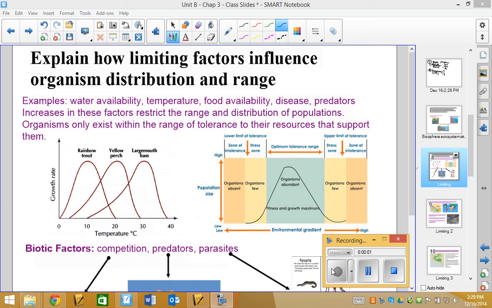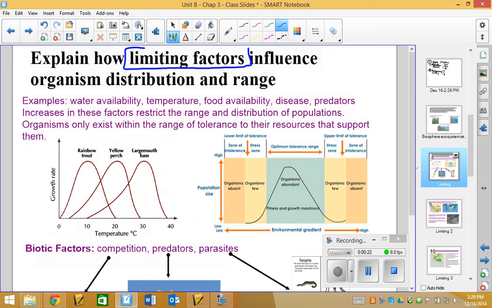Let's talk about some limiting factors. The idea is that of the biotic and abiotic characteristics of an organism's environment, some of them will be limiting. In other words, they will put a cap on the population size and on population growth.